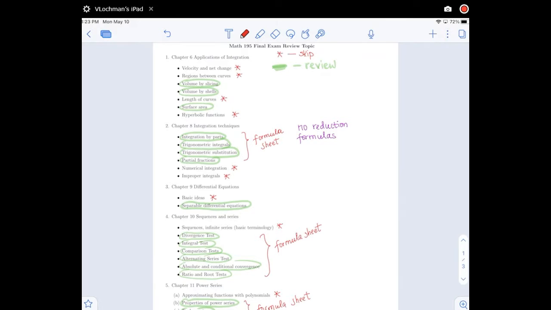Gage, go ahead. For the direct comparison tests, sometimes I have trouble figuring out whether what I'm comparing it to converges or diverges. On the exam, I wasn't necessarily sure whether what I compared it to converged, but I used the integral test to show that it converged, and then it worked. Is using a second method to show that what you're comparing it to diverges or converges sort of defeating the purpose of the comparison test?